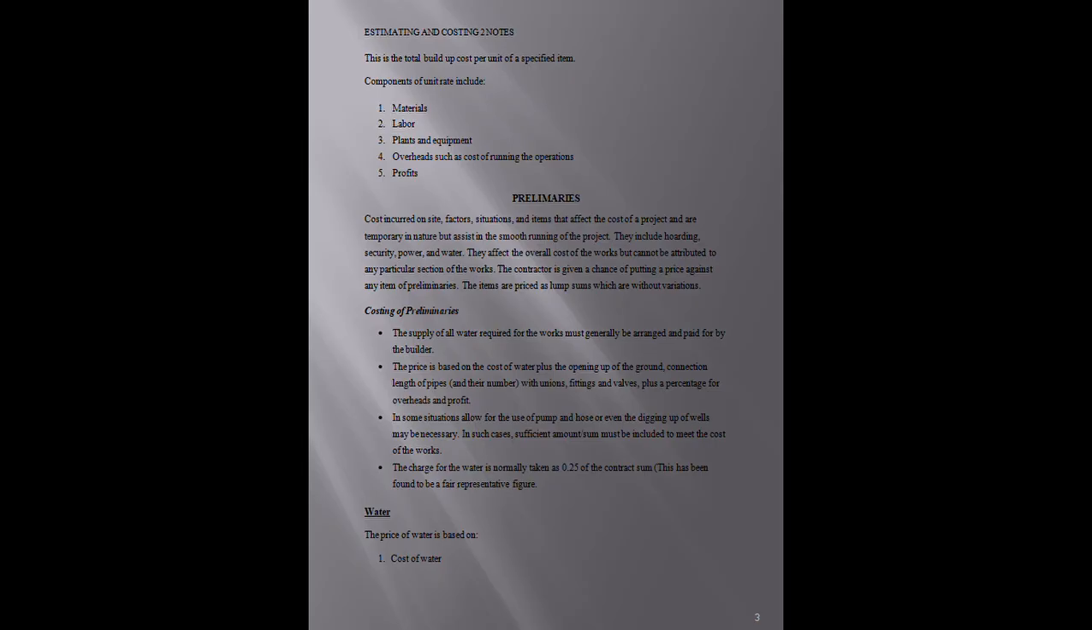Then you also need to consider plant and equipment. Yes, we have labor, but maybe for site preparation we will need machines, such as excavators, so you need to incorporate the quotation of the cost of operation of such machines. Then we have overheads such as the cost of running the operation. Apart from having the machines and labor, remember this is a site, so we need water, we need electricity, among others, and also maybe security. And then number 5, we have profits.